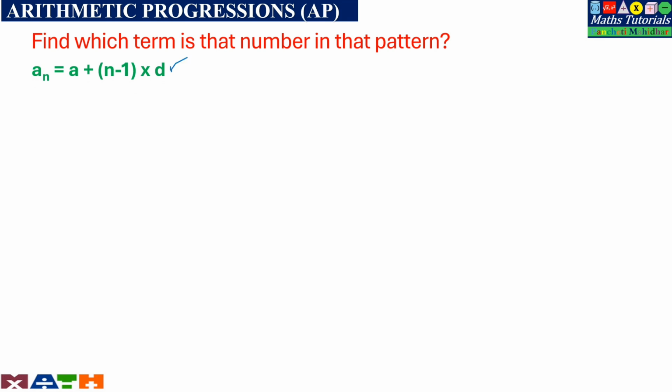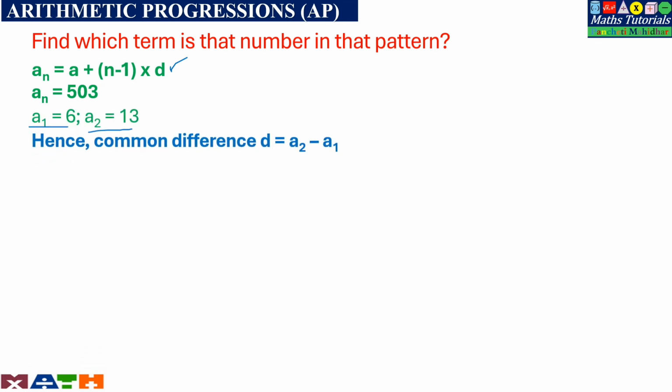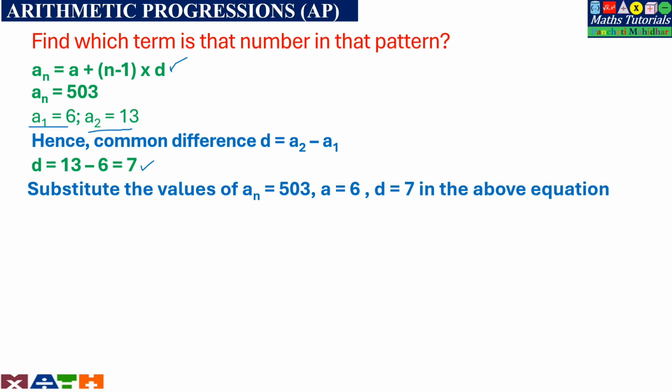Again, we need to use this formula. An is equal to A plus n minus 1 into D. An is equal to 503. A1 is equal to 6. A2 is equal to 13. Hence, common difference is equal to A2 minus A1, that is 13 minus 6 is equal to 7. Substitute the values of An is equal to 503, A is equal to 6, D is equal to 7 in the above expression.